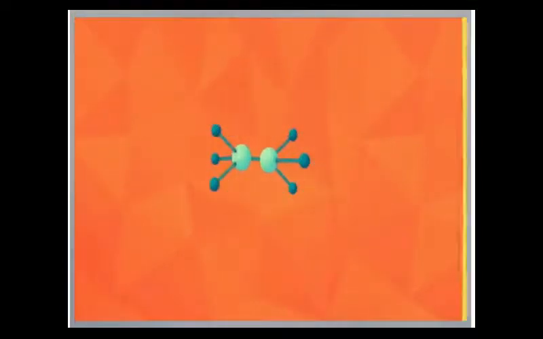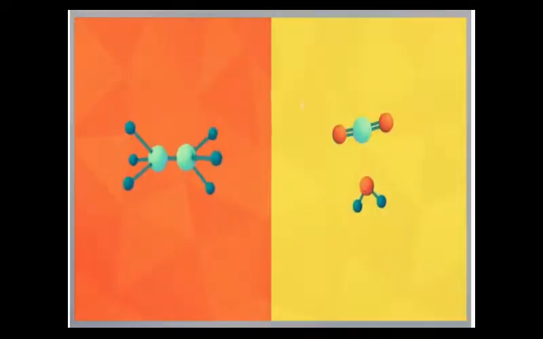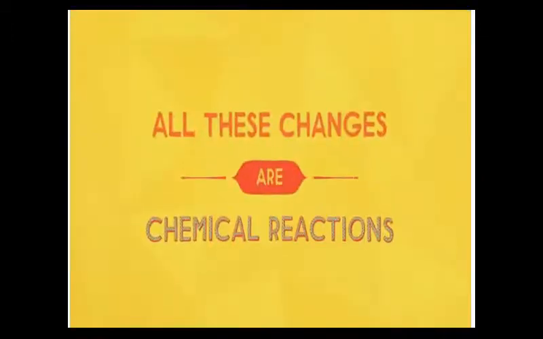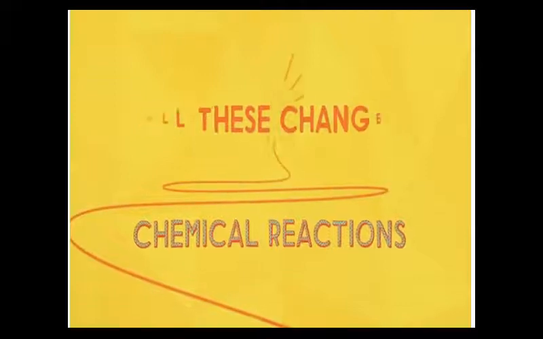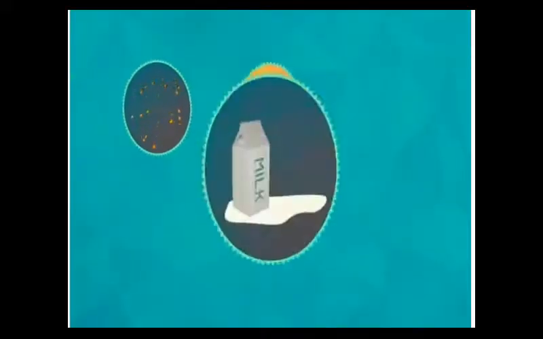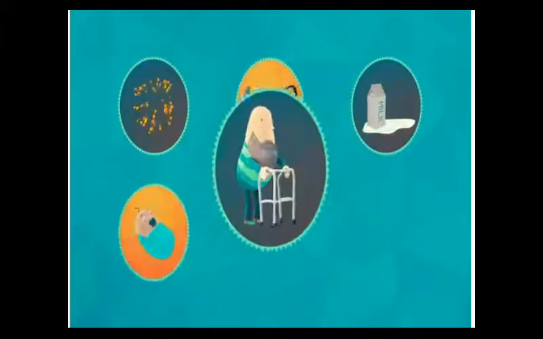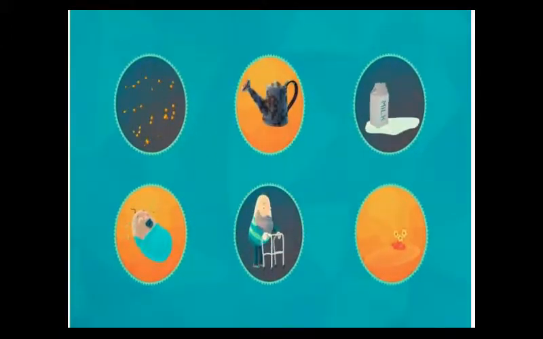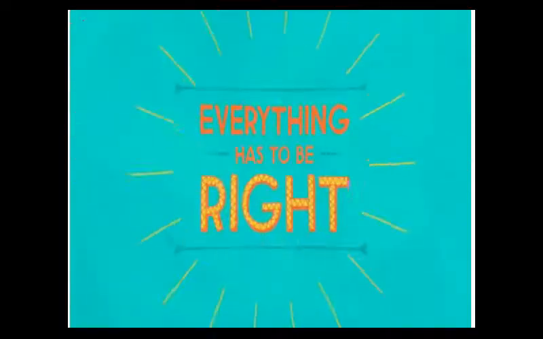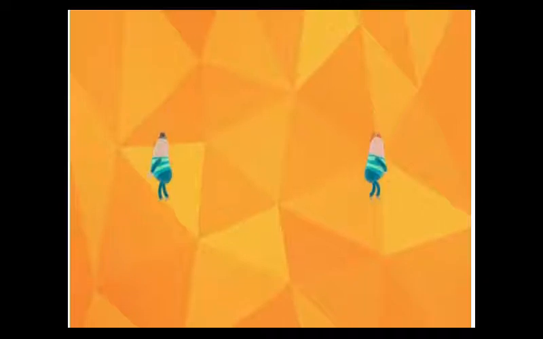Two molecules can join and become one. One can split apart and become two. Molecules can switch parts. All these changes are chemical reactions, and we can see them happening around us. For example, when fireworks explode, or iron rusts, or milk goes bad, or people are born, grow old, die, and then decompose. But chemical reactions don't just happen willy-nilly. Everything has to be right. First, the molecules have to hit each other in the right orientation. And second, they have to hit each other hard enough, in other words, with enough energy.